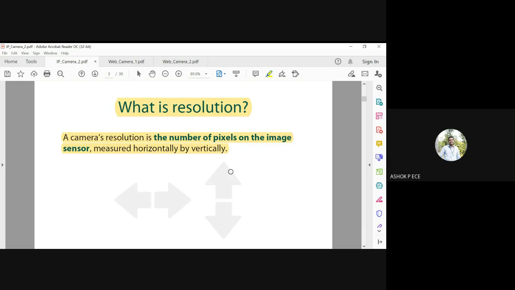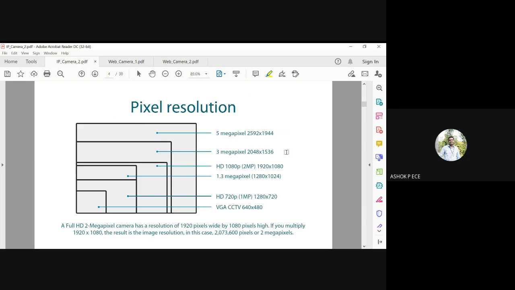But what is the drawback? The size will become huge and also the memory requirement will become very huge. So that is the reason why you cannot increase the number of pixels as you like to increase the resolution of the image. Pixel resolution, you see the different standards are there. You have VGA, CCTV, HD TV, 1.3 megapixel, HD 1080 pixel, 3 megapixel, 5 megapixel.